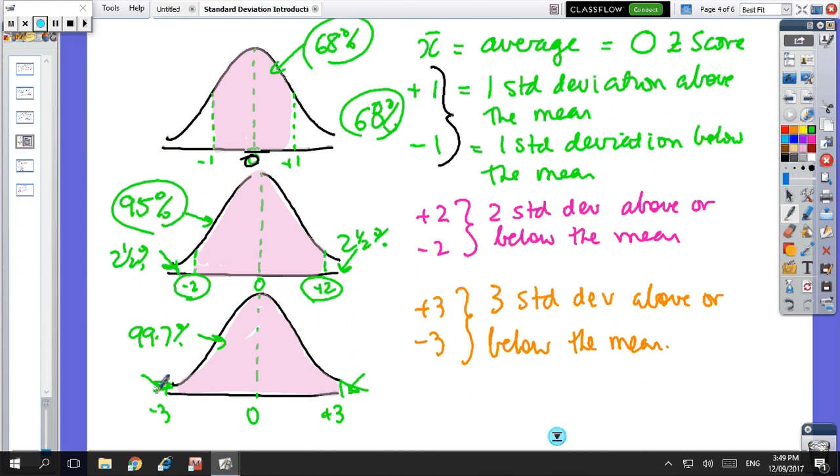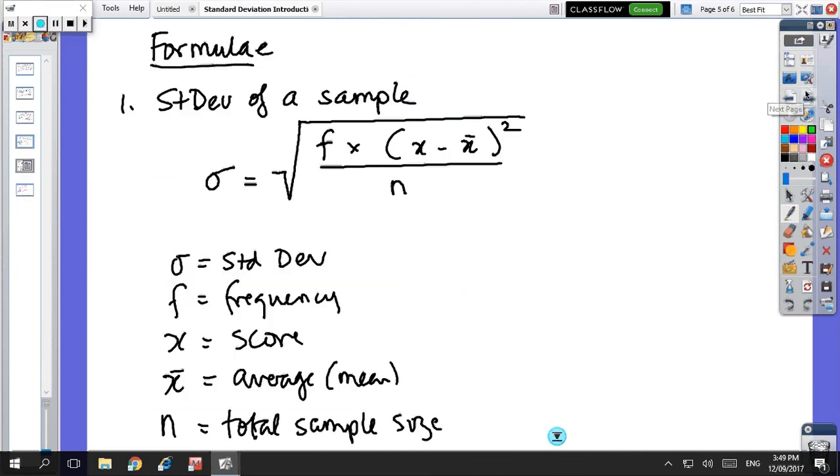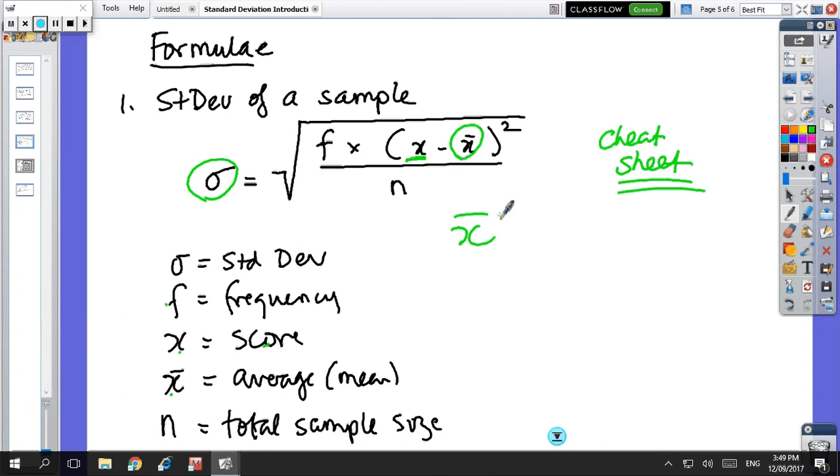Now you don't have to worry about this in 11 apps, but I'm just trying to make a connection with what we're doing. Okay, so there's a formula that we're going to be using, and you would just put this on your cheat sheet, and in the next few videos we'll be showing you how to use it. So this symbol here just means the standard deviation. It's a Greek letter. F is the frequency that we've always done. Now this X here is the score that you're getting. X bar, this is X with a bar above it, and that just means the average or the mean.